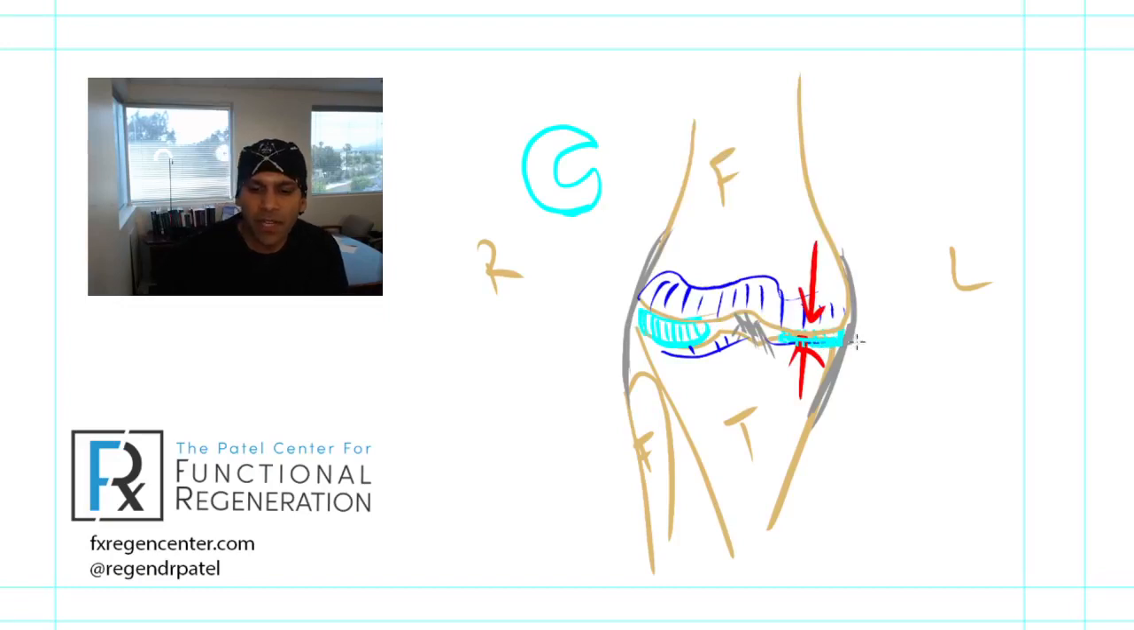Then there's more friction placed on the cartilage. The cartilage starts to wear away. Eventually the bone underneath the cartilage starts to get rougher. Eventually the bone starts to get a bruised appearance. Eventually the bone starts to break down, and eventually the bone dies. And that's the full spectrum of what's called osteoarthritis.